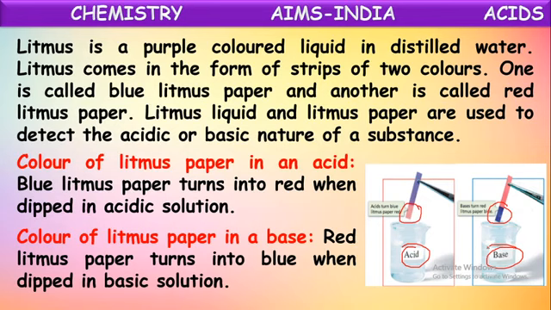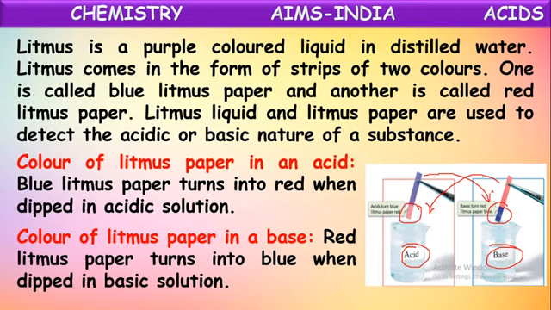So what happens if you use the color in the reverse way? That means if you dip this red color litmus paper into acid, what happens? There will be no change in the color. It will be in red color itself. If it is blue colored litmus paper into base, what happens? Then also there will be no change in its color. It will be in the blue color only.